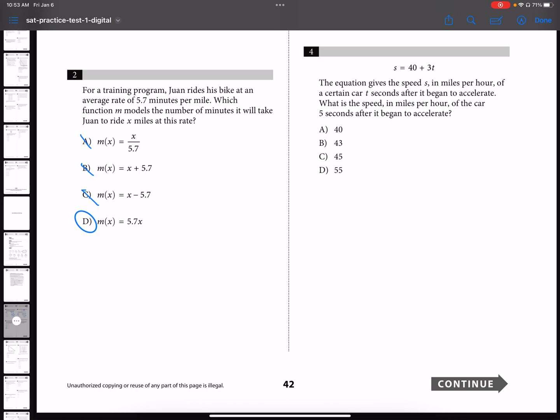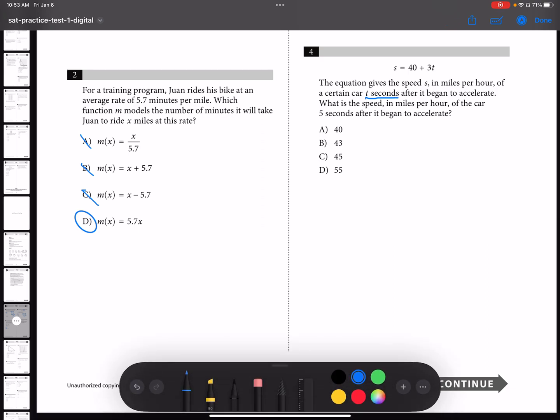Alright, number 4. The equation gives the speed s in miles per hour of a car t seconds after it began to accelerate. What is the speed in miles per hour of the car 5 seconds after it began to accelerate? So it says t is the variable for seconds, and we have 5 seconds, so we're going to put 5 for the t value. So s is equal to 40 plus 3 times 5. That means that s is equal to 40 plus 15. S is equal to 55. So our answer is D.